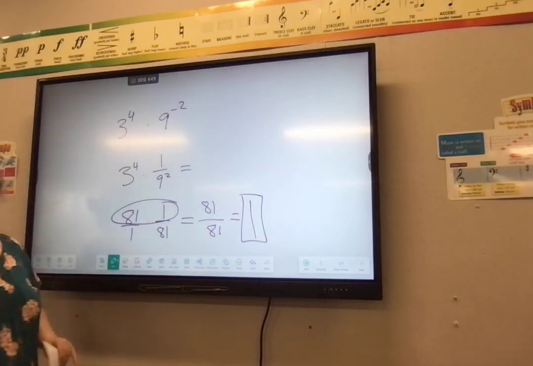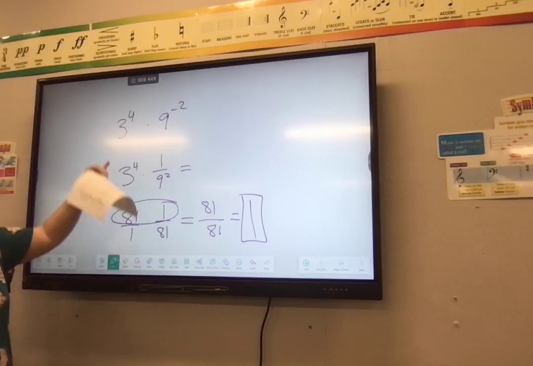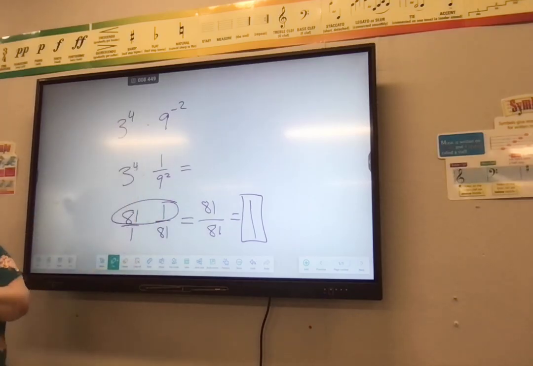All right, any questions on this one? Not too bad, right? So you only move it below the denominator line if it has a negative exponent. Otherwise, you leave it on top.